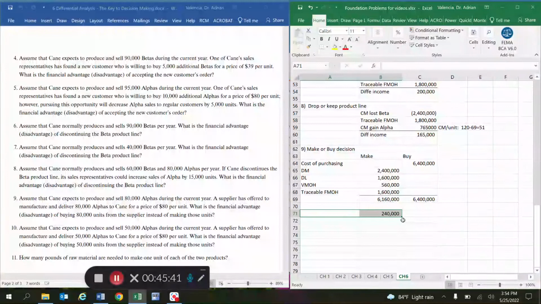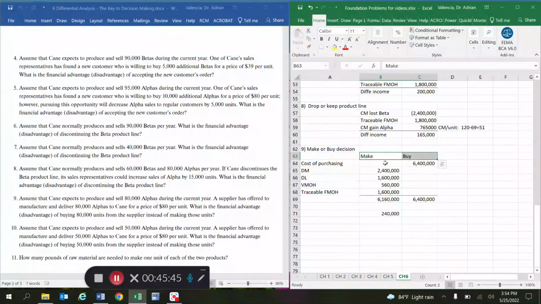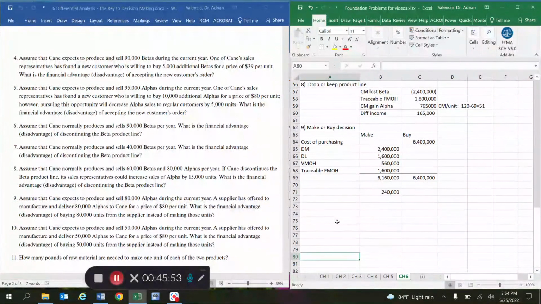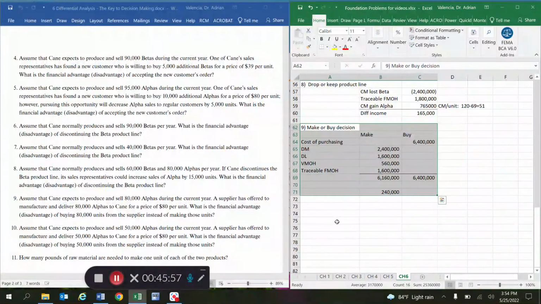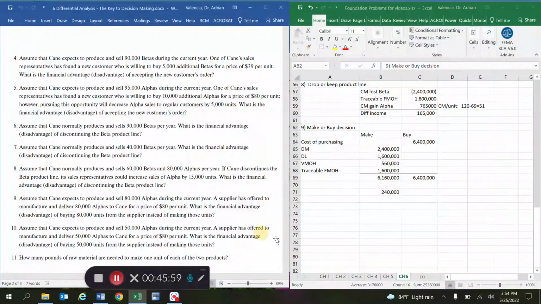Now, if you have a supplier that maybe can make a better quality product than you can, then at that point you need to consider those qualitative factors as well. Okay, let's look at number 10. So the decision there is to make this in-house. We're going to make this product in-house instead of buying it from an outside vendor. So let's look at number 10 now.